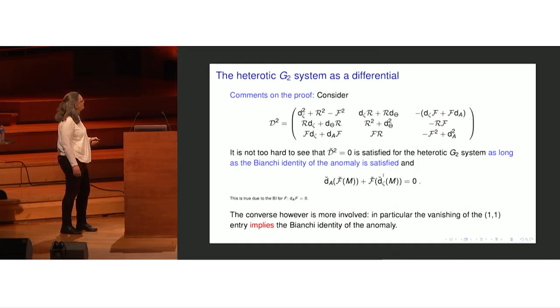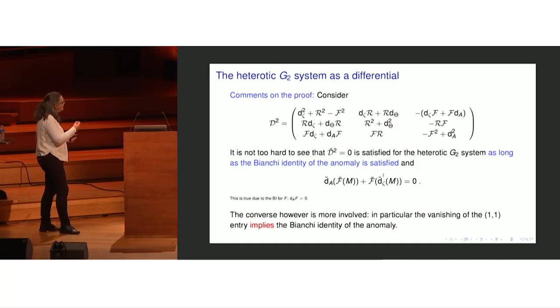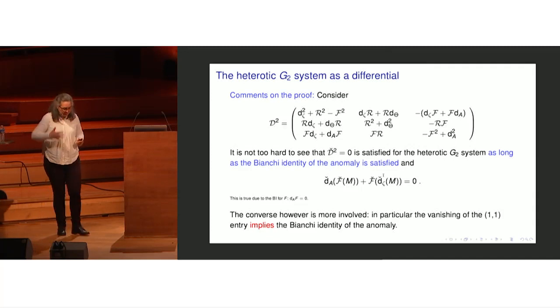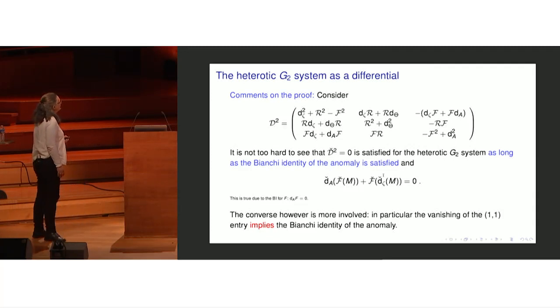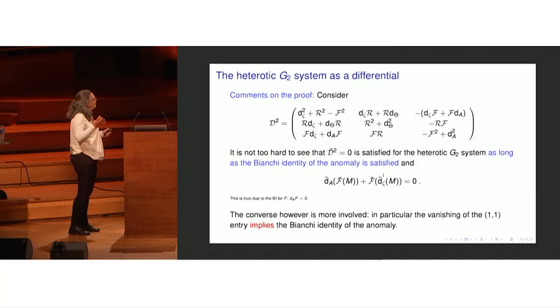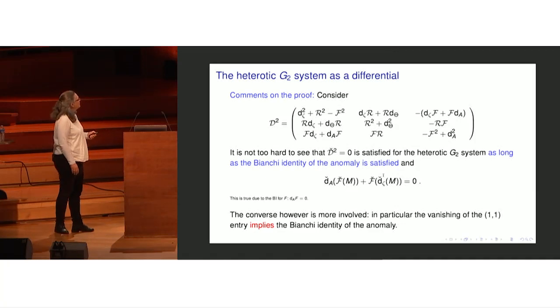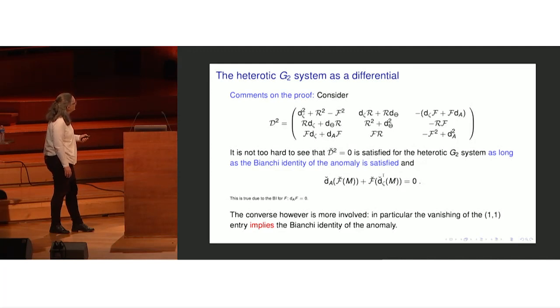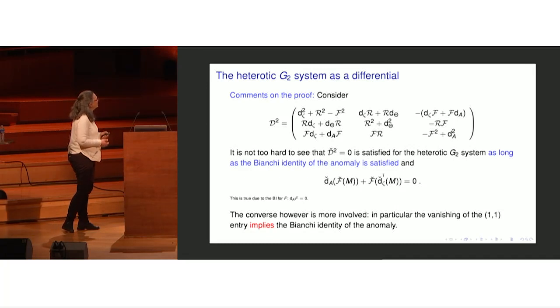For the heterotic system, as long as the Bianchi identity, that means the exterior derivative on this Bianchi identity of the anomaly, is satisfied. And so it's very easy. So if it is a heterotic system, so this is 0, it's very easy to see that this is 0, and this one is 0, and this one is 0. These two also go very quickly, right? This is satisfied as long as this Bianchi identity is satisfied.